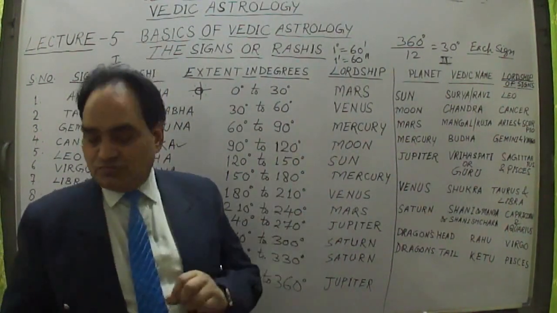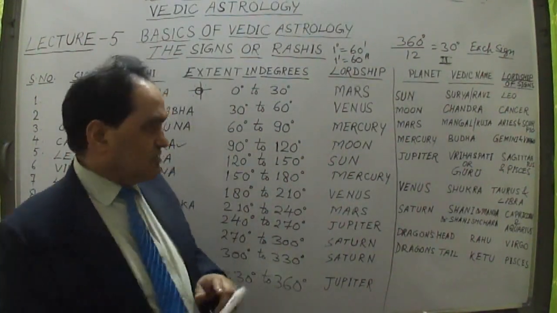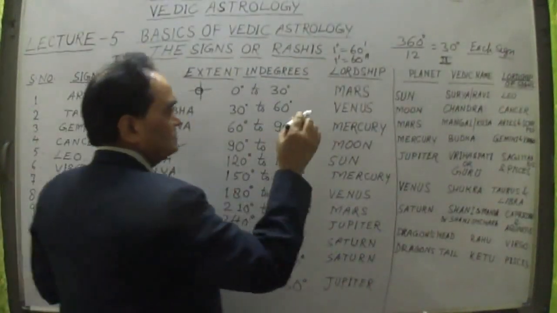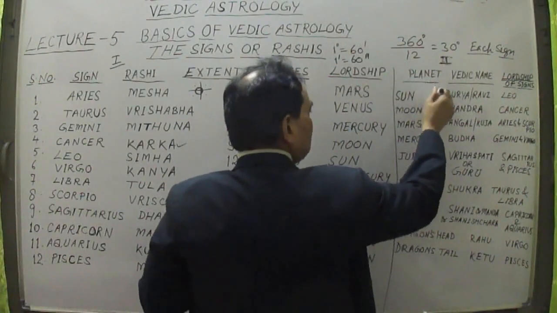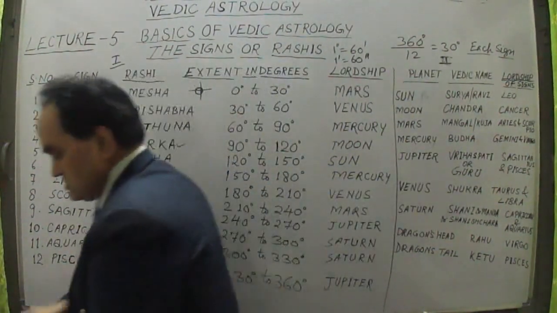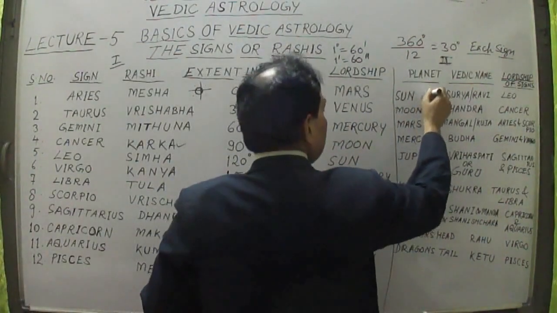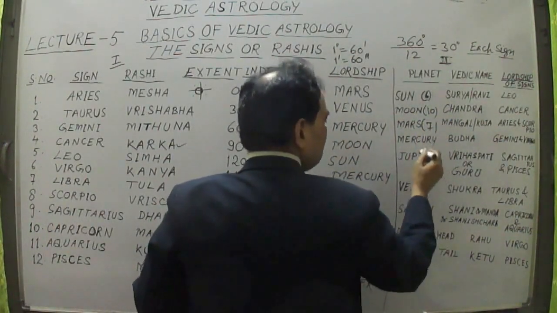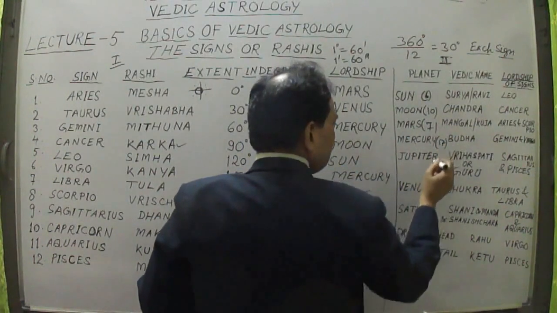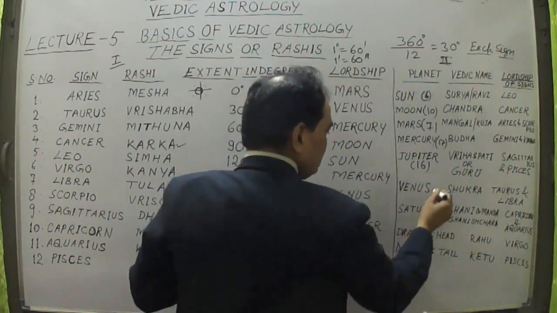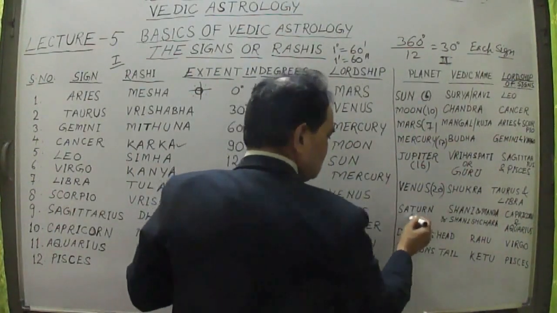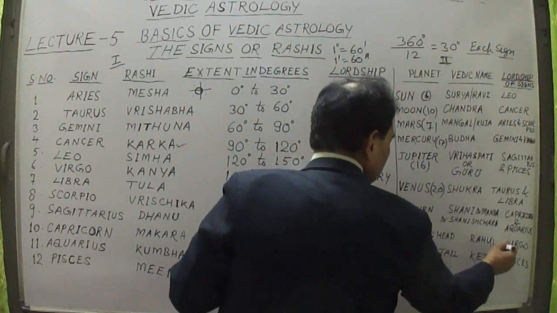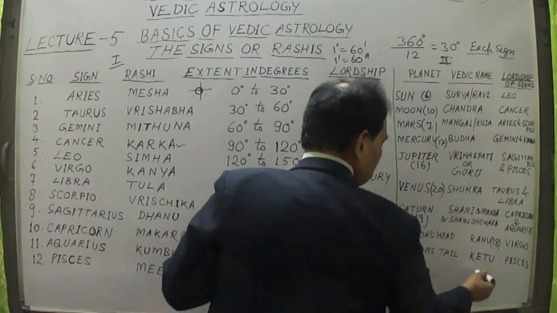If I write here the major periods of these planets, for how many years each planet has. Let me write here. First is Sun, which has 6 years. Moon has 10 years. Mars has 7 years. Mercury has 17 years. Jupiter has 16 years only. Venus has 20 years, right? Saturn has 19 years. And Rahu has only 18 years. And Ketu has 7 years.